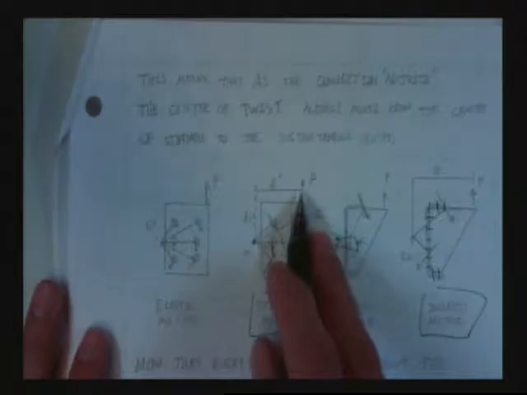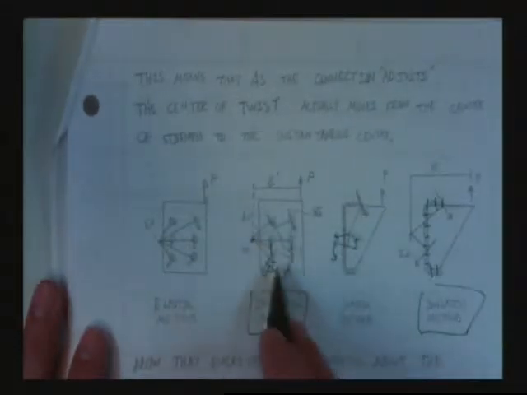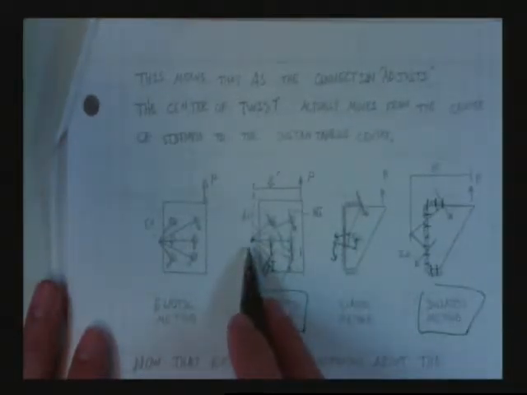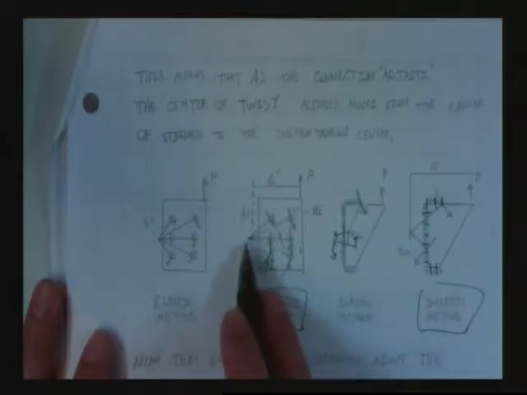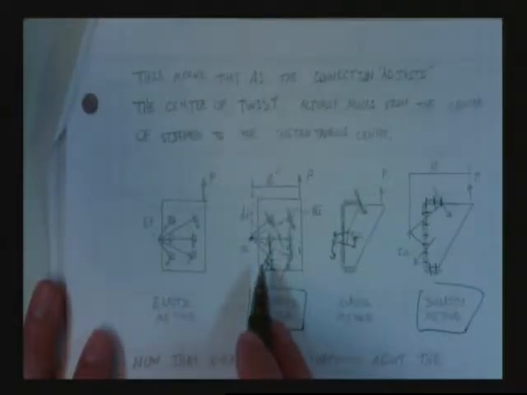To find this by hand, it's iterative. Really, you just start guessing and checking. You put external moments on your section. You have internal moments from a guessed instantaneous center, and you keep guessing the instantaneous center until they match. All right?